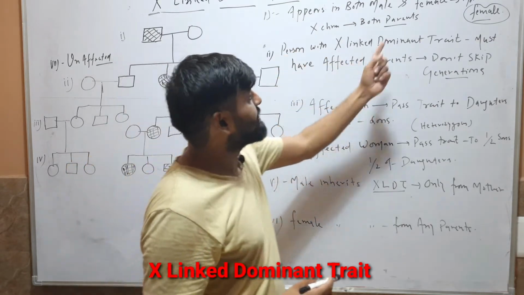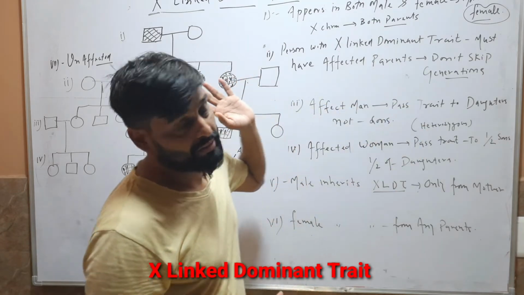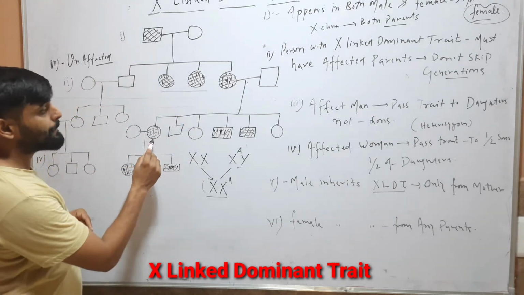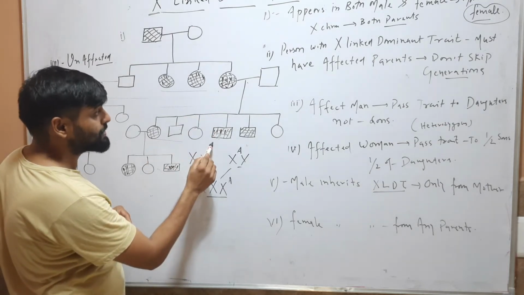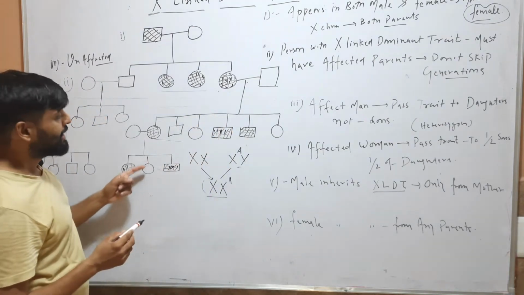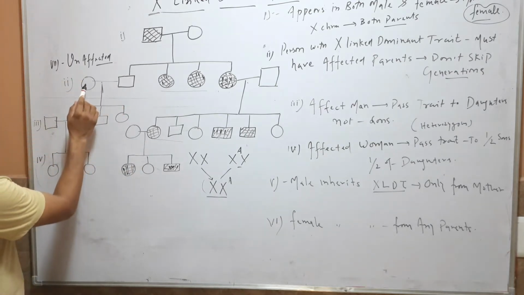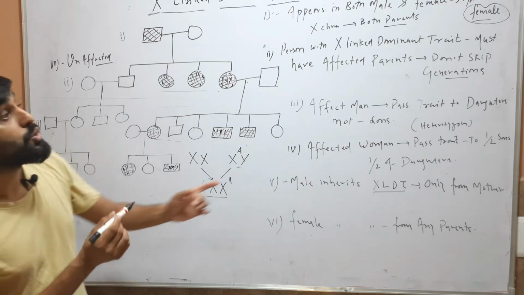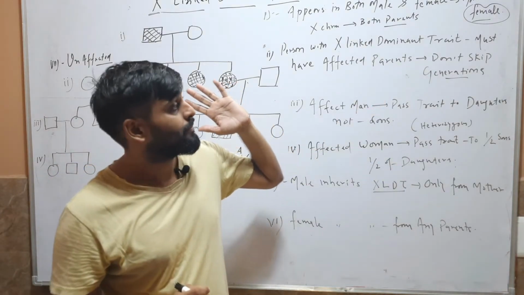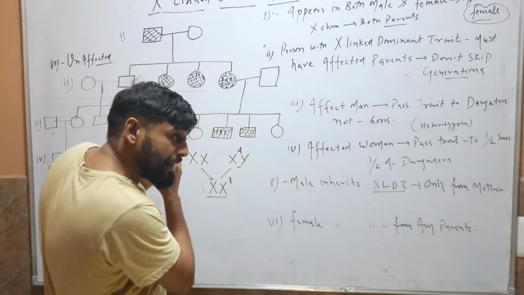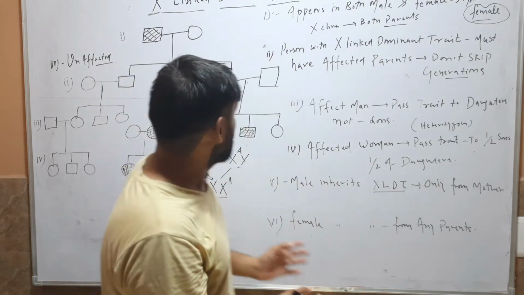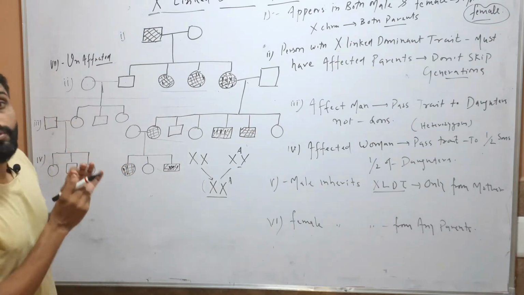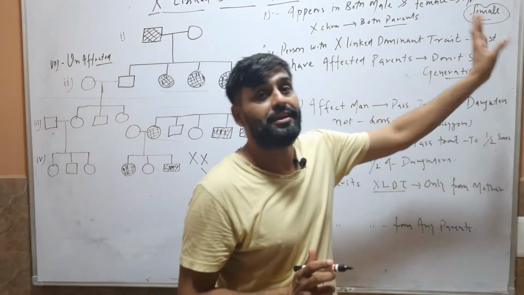Second is, a person with X-linked dominant trait must have affected parents. So here you can see that these affected offspring have affected parents, and these affected offspring also have affected parents. Here in this case you can see that both the parents are unaffected, so the offspring are also unaffected, meaning they do not skip generation. They are always inherited from affected parents. No two unaffected parents can give the trait to their offspring. So they do not skip generation.